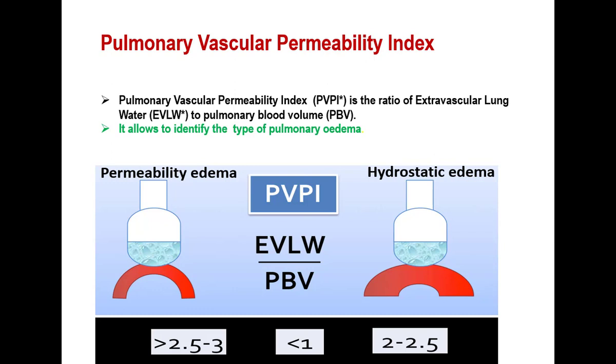In the case of high permeability edema, what's happening is the extravascular lung volume is increased a lot because of the permeability, but the pulmonary blood volume almost remains the same. So the ratio becomes more than 2.5 to 3. Normally it is less than 1. Up to 2.5 you can say it is hydrostatic. More than 2.5 or 3 you can say safely that is probably high permeability pulmonary edema.